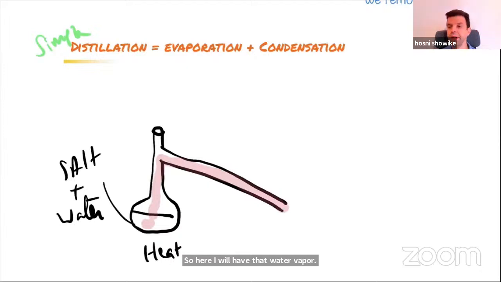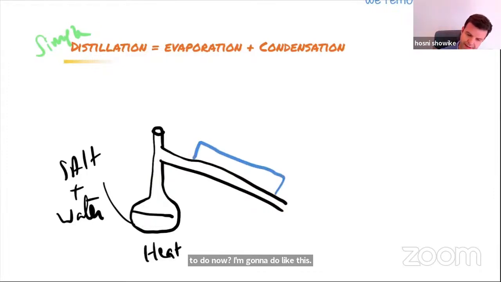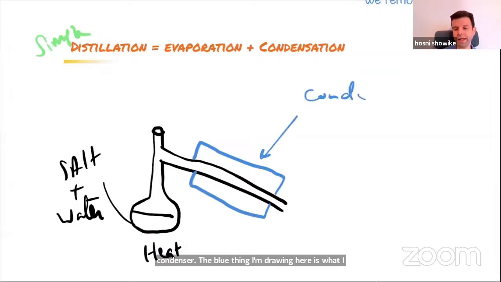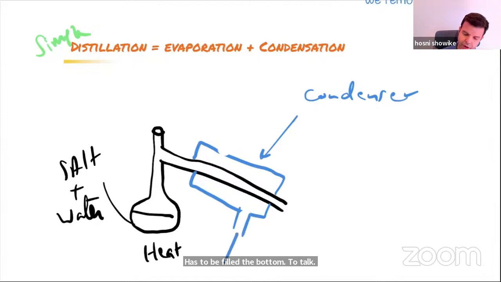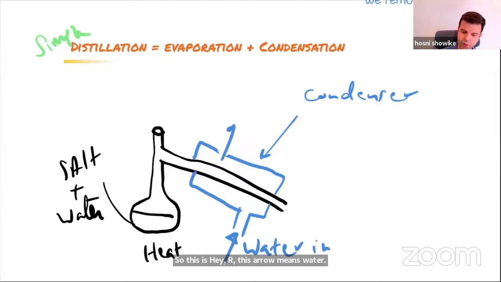Now, if I don't have a condenser, then that steam will be lost. I want to drink that water, right? So what am I supposed to do now? I'm going to do like this. Around the steam, I put a condenser. The blue thing I'm drawing here is what I call a condenser. Now, this condenser has to be filled up the right way. It has to be filled up bottom to top. So this arrow means water in, and this arrow is water out.